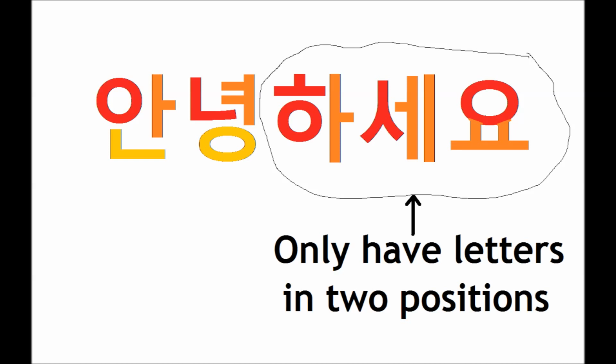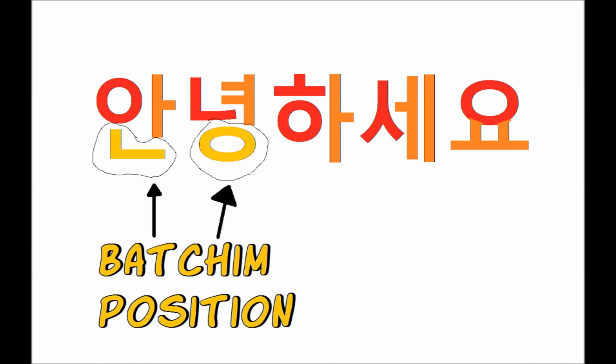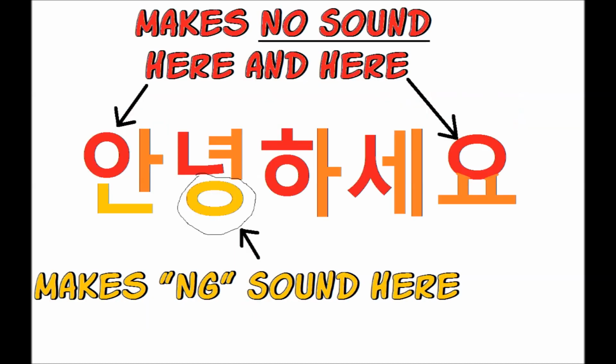Some characters only contain letters in these two positions, and the third one is left empty. But the third position in the character block is located on the bottom, and it can only contain consonants. The third position is also known as the Batchim position. And when certain letters are located in the Batchim position, they are, in fact, pronounced completely differently than the way that we learned in the last lesson.